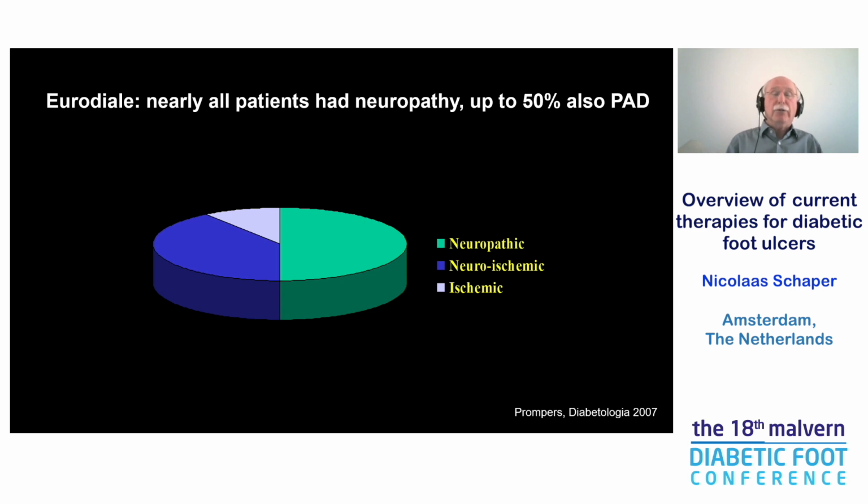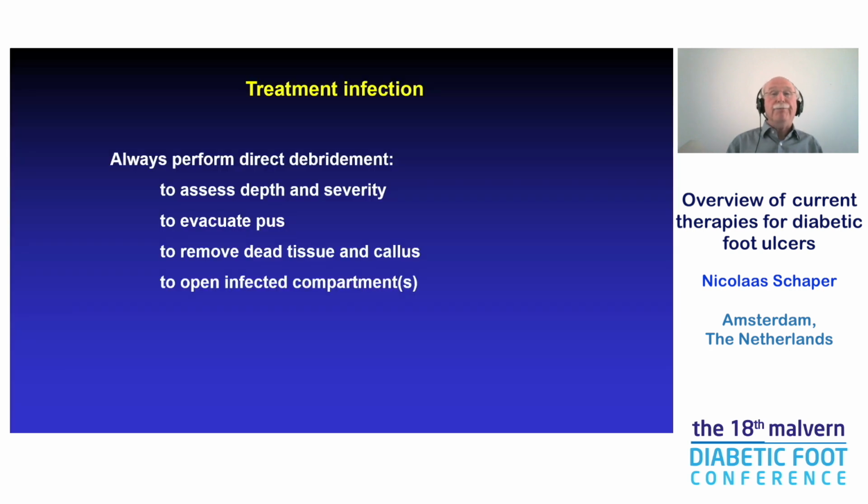In the Eurodial study, already 20 years old, one of the largest multi-center studies in Europe, we showed that nearly all the patients had neuropathy. That was not new, but up to 50% also had peripheral arterial disease, PAD. And please note that at presentation, already half of them were infected. Half of them were thereby clearly at risk of amputation. So infection, if you make a list of priorities, I would say is the first one you have to address because that's an immediate threat to the limb.